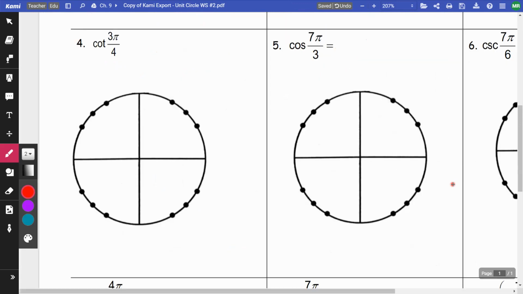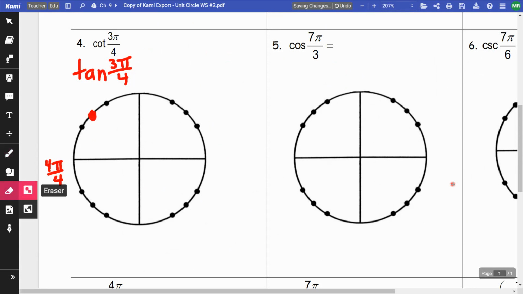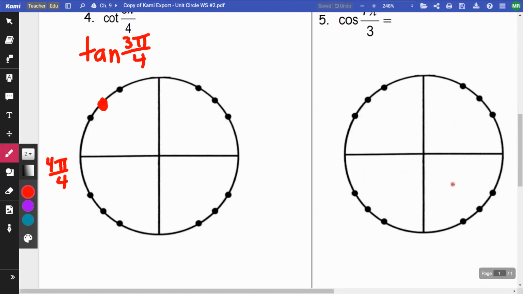On number 4, cotangent. So really, I want to find first the tangent of 3 pi 4ths, and then it's going to be the reciprocal of that. So 3 pi 4ths going all the way to here would be 4 pi 4ths, and I'm short by 1/4, which means I'm right there. That's where I'm going to be. And the coordinates of that, my fourths, that's the one where my x and my y coordinates are the same. That's going to be a negative root 2/2, comma, a positive root 2/2.